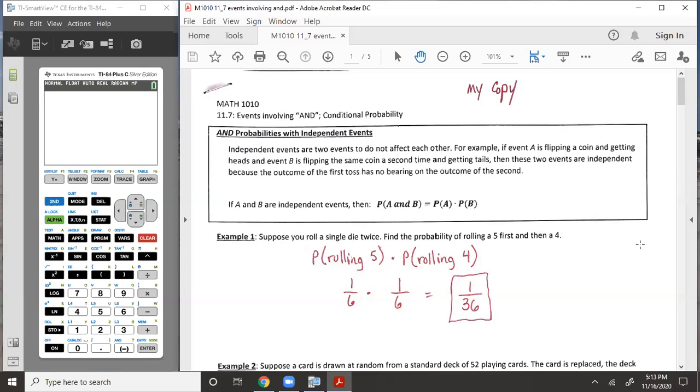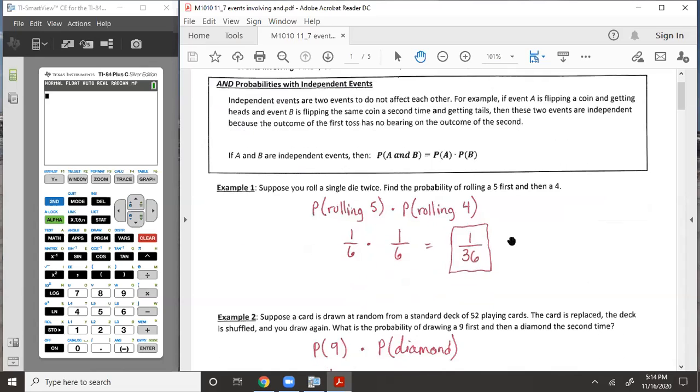In example 1, suppose you roll a single die twice. Find the probability of rolling a 5 first and then a 4. The probability of rolling a 5 and 4 is equal to the probability of rolling a 5 times the probability of rolling a 4, using the formula that we just discussed above. The probability of rolling any number is 1 over 6. So 1 over 6 times 1 over 6 is equal to 1 over 36.